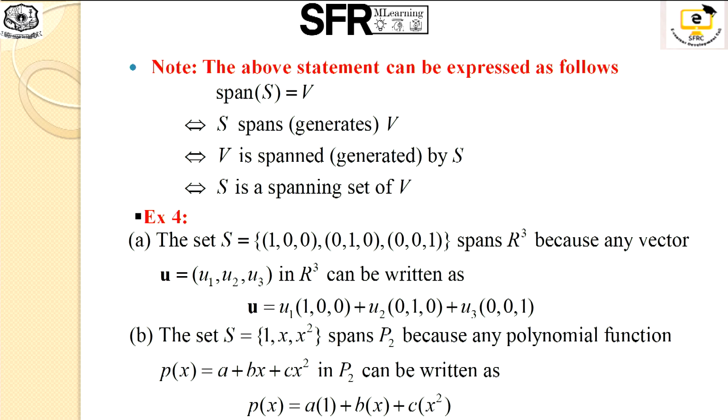Next example, the set S equal to the set of all standard unit vectors spans R3, because any vector u equal to (u1, u2, u3) in R3 can be written as a linear combination. Here we substitute the given scalar values in the scalar places. So u equal to u1 into (1, 0, 0) plus u2 into (0, 1, 0) plus u3 into (0, 0, 1). Also the next example can be written in polynomial functions.